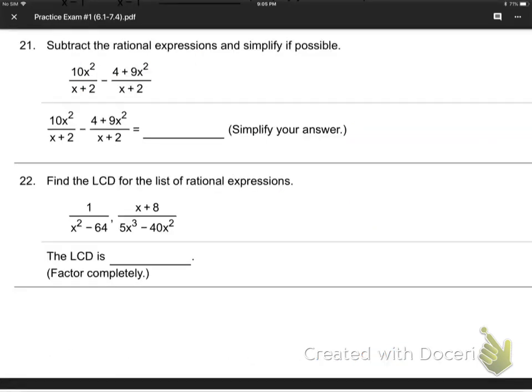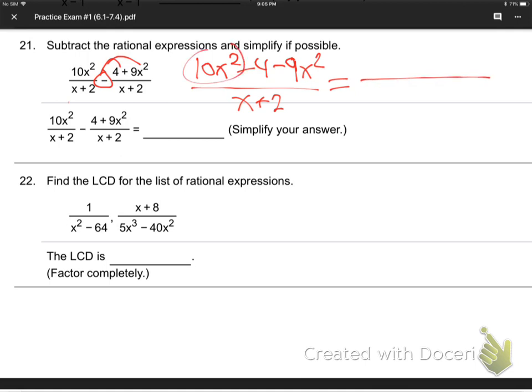21. We're supposed to subtract these fractions. Again, they already have a common denominator, so I can just take that minus and distribute. So I get 10x squared. It has to go to both, right? Minus 4 minus 9x squared over x plus 2. Combine like terms. 10x squared minus 1x squared is x squared minus 4 over x plus 2.